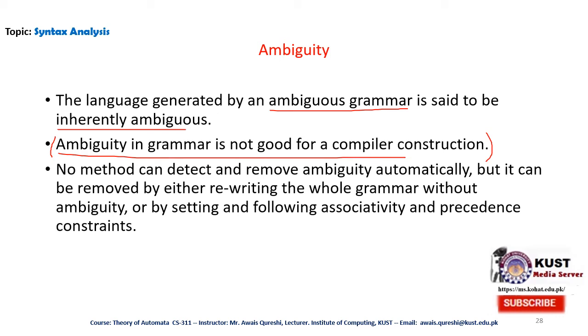No method can detect and remove ambiguity automatically, but it can be removed by either rewriting the whole grammar without ambiguity or by setting and following associativity and precedence rules, constraints. This is the most recommended method, which is called associativity and precedence rules. We can eliminate or control the ambiguous grammar error with the help of these rules, called associativity and precedence constraints. The first method is also very useful, but the second option is more favorable than rewriting the whole grammar without ambiguity.